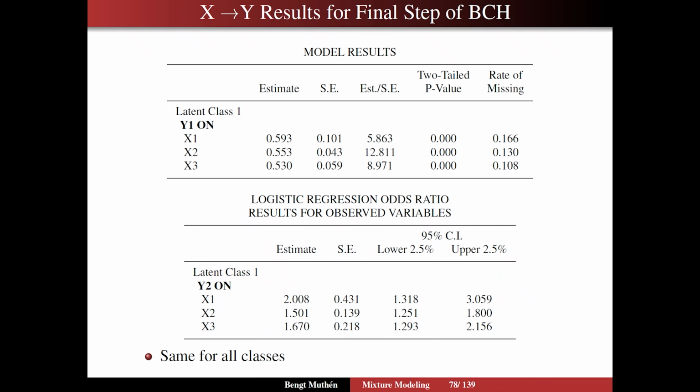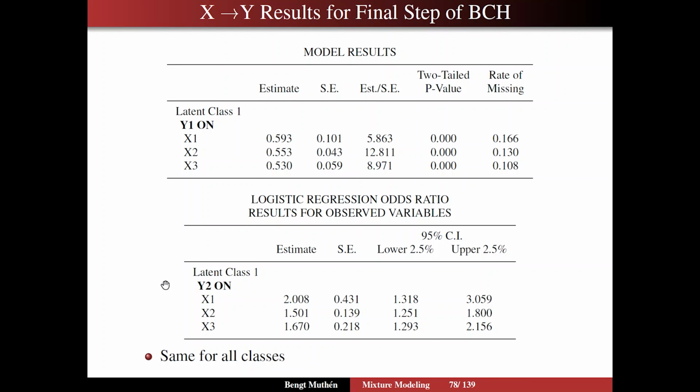On slide 78, here we have X to Y results for the final step of BCH. So at the top here, the top table, we're talking about Y1, which is continuous, and at the bottom, we're talking about Y2, which is binary. So what we have then is a regular linear regression of Y1 on the X's with their standard errors and the ratio of the two, and we see that all three X's have a significant influence on Y1.